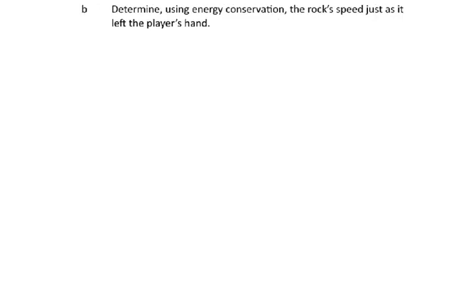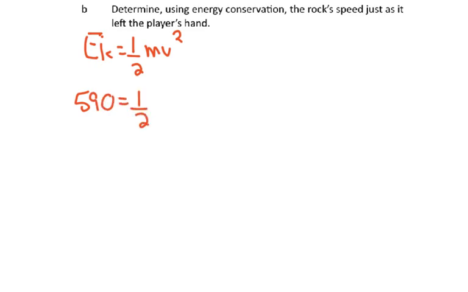Question B, what is the rock's speed just as it left the player's hand? Well, this is related to kinetic energy. And since work and kinetic energy are the same, both 590 joules, we can deal with that. So kinetic energy, 1/2 mv squared. Ek, we know, is 590 joules. M, 19.9 kgs.